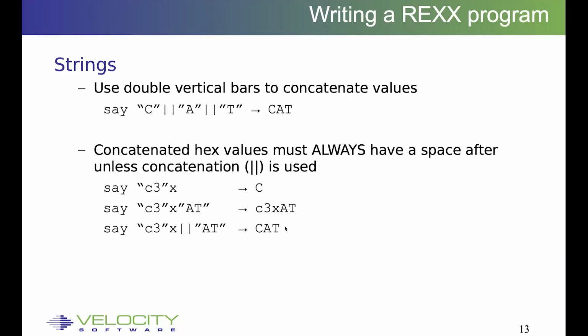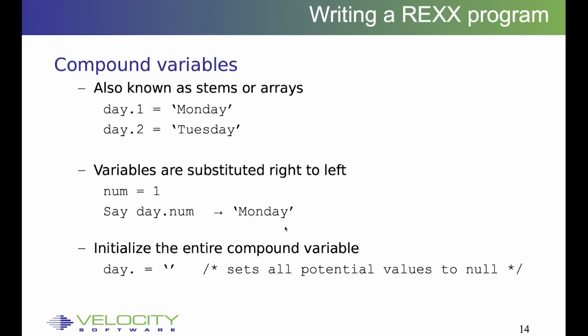Compound variables are known as stems. In traditional languages, they're arrays. So a compound variable or a stem is basically the same thing, and it's an array of values. So in this case, we are assigning day.1 to Monday. 1 is the stem part of the variable. Day.2 is going to be Tuesday.